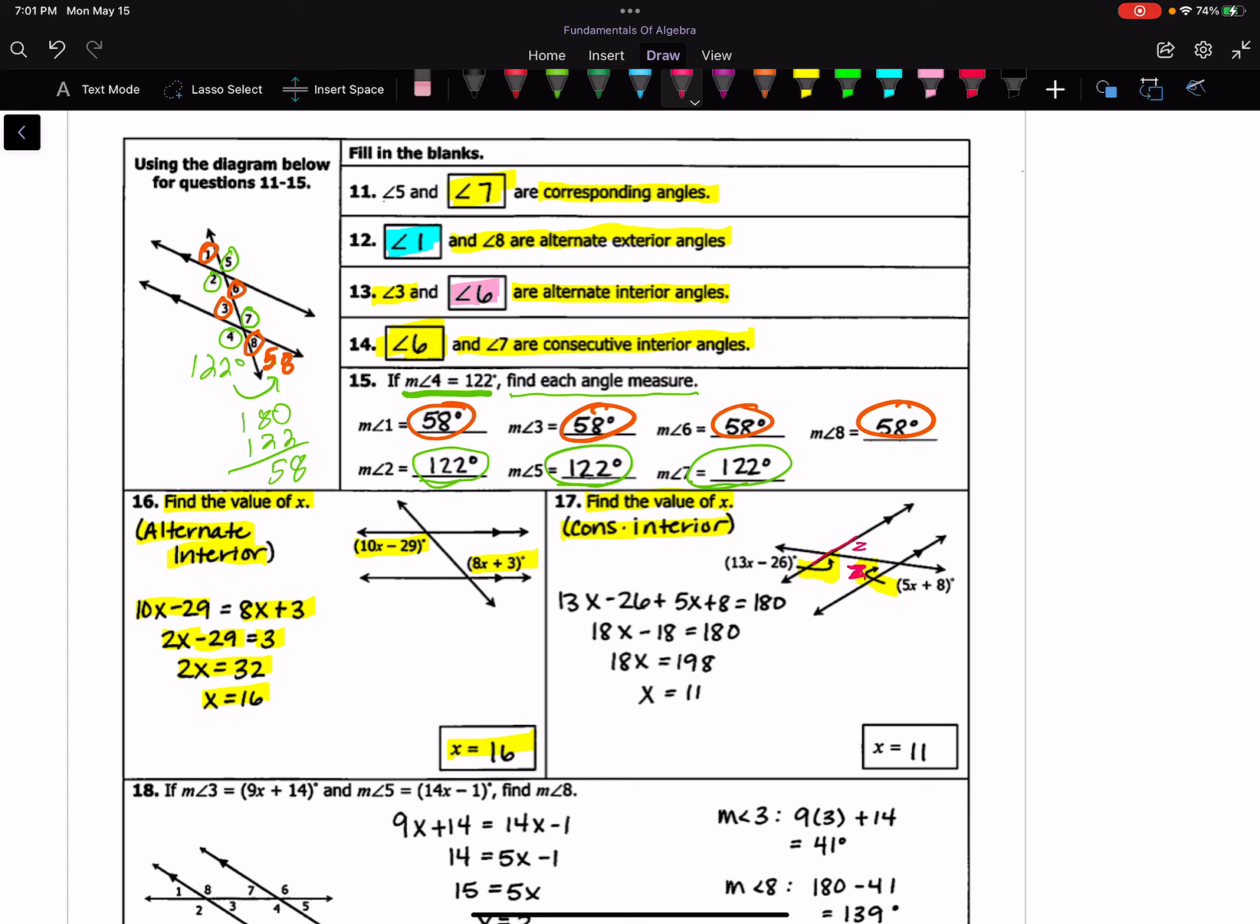Okay? And look at this. That line right there is supplementary. So these two angles have to add up to 180. So since this and Z are equal, we can just set both of those equations, add them together, and set them equal to 180. And after you add the like terms together, then subtract out the numbers, then divide by 18, you end up with x is equal to 11.